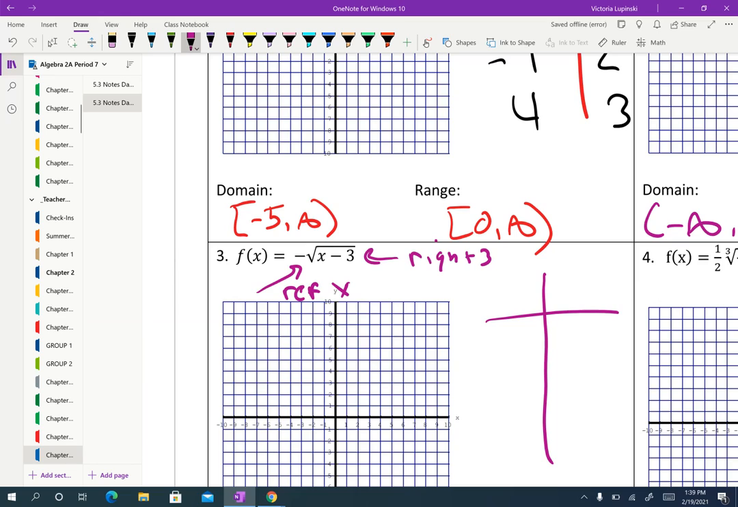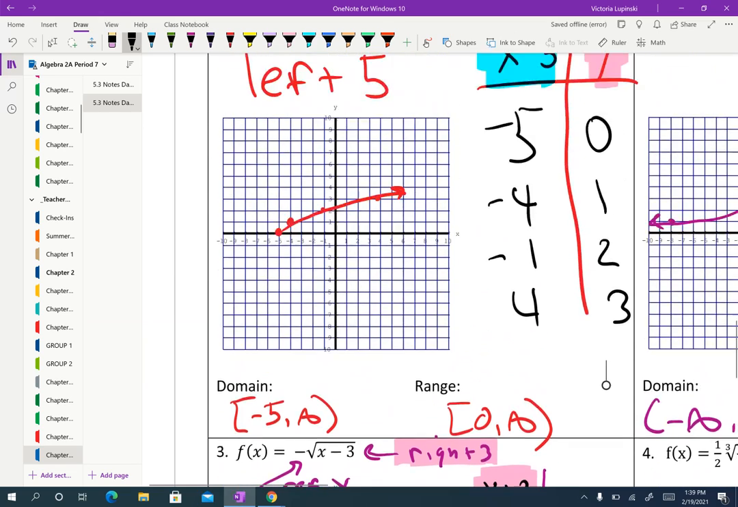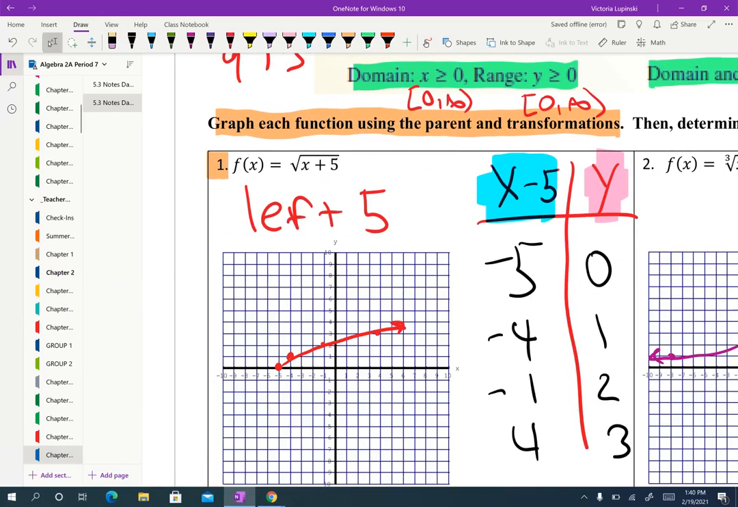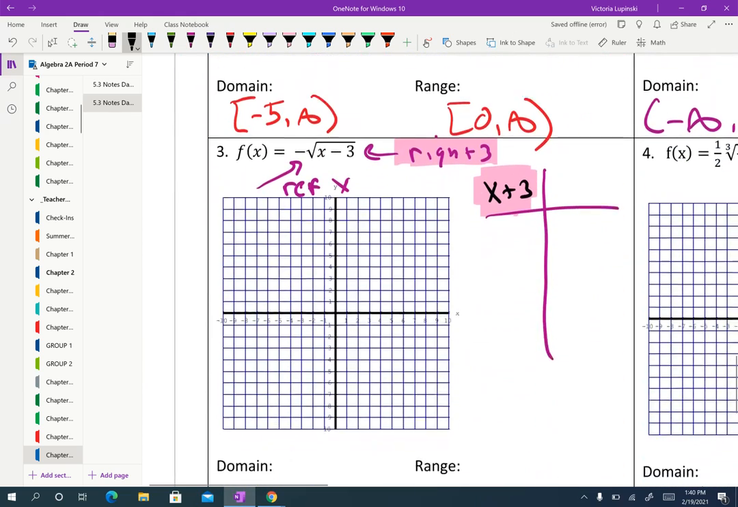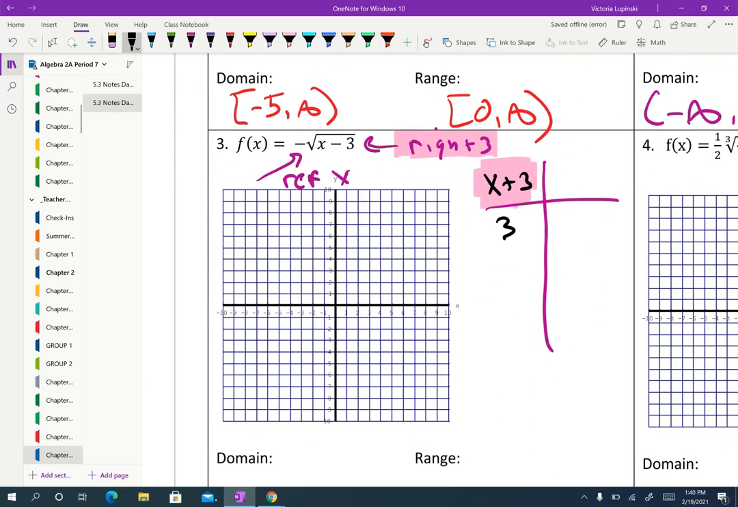In order for you to go 3 to the right, that means you're changing the x's. How are you changing them? Well, you're adding 3 to each of these. So if you go back to your original table, again, we're back to the square root table. You're going to take each of these x's and add 3 to it. So my new x column starts with a 3, a 4, a 7, and a 12.